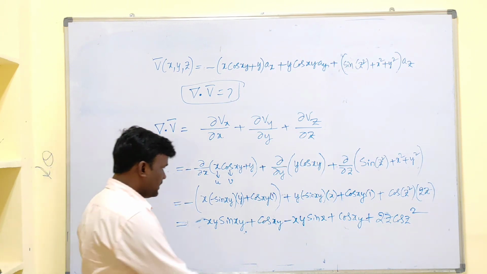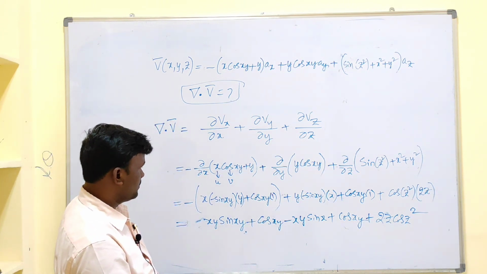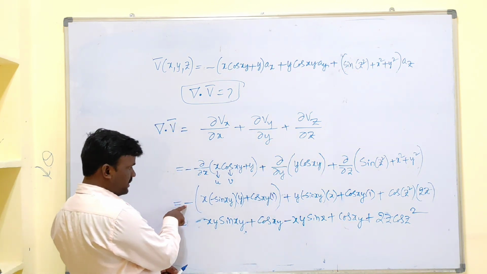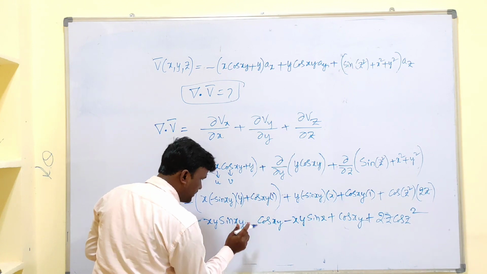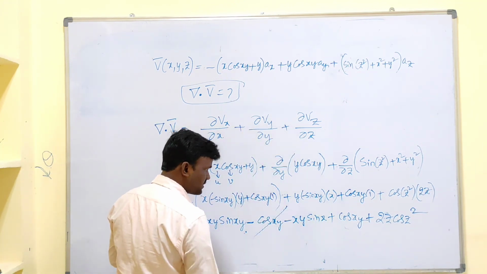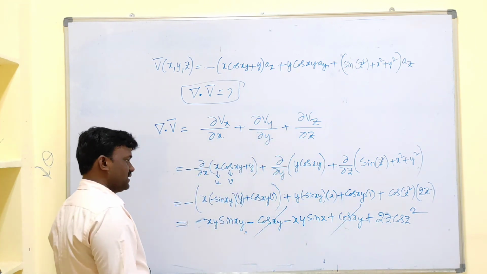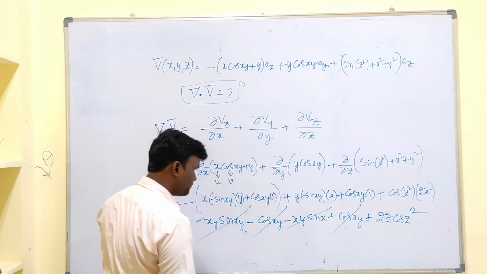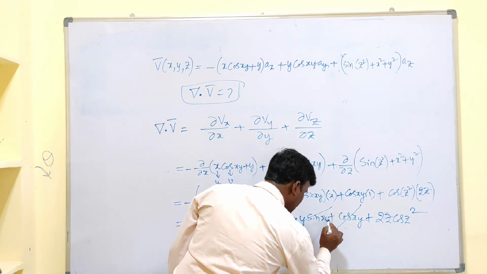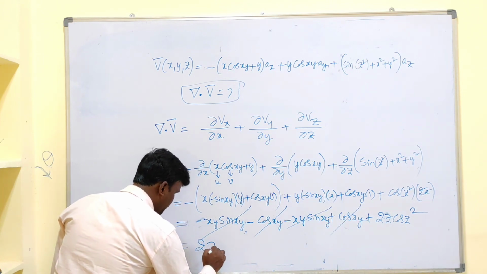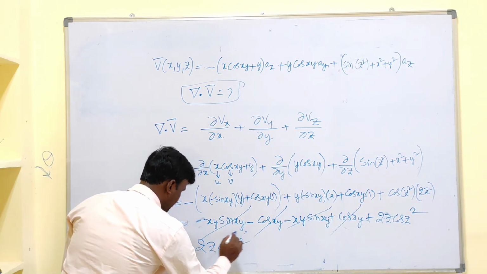Okay, if you see here, what I wrote here is cos xy, but I forgot to mention this minus sign. It is minus cos xy plus cos xy, minus cos xy plus cos xy, cancelled out. xy sin xy minus xy sin xy, I forgot to write this one, and finally we got 2z cos z square.